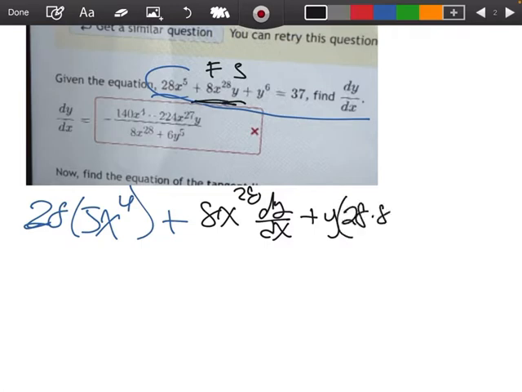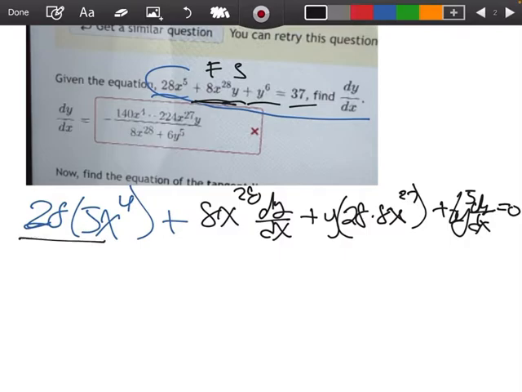So it's going to be 28 times 8x to the power 27, plus the derivative of that one is going to be 6y to the fifth dy/dx equals 0, because the derivative of 37 is 0.